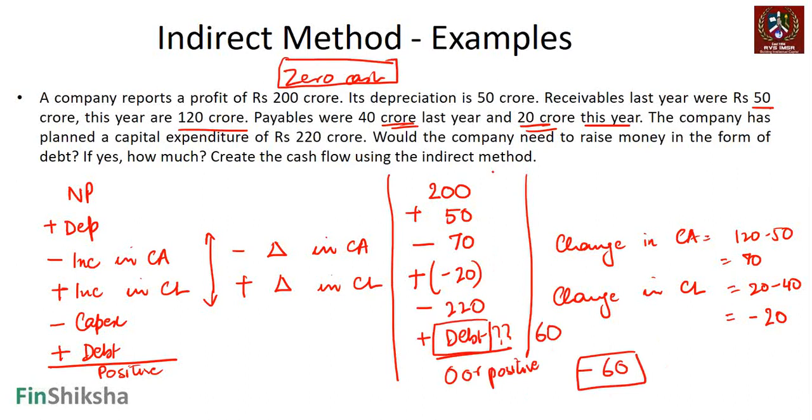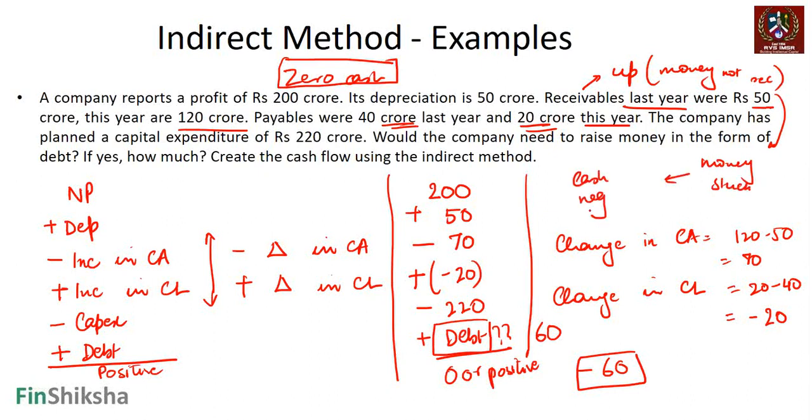We'll do this again in a moment, but let's first look at the change in current assets. Receivables went up, which means money not received, which means money stuck, which means it is cash negative. This money did not come in, so you subtract it, right? Payables went down, which means more money paid. Last year it was 40 crore, this year is 20 crore. So you've paid that 20 crore, right?